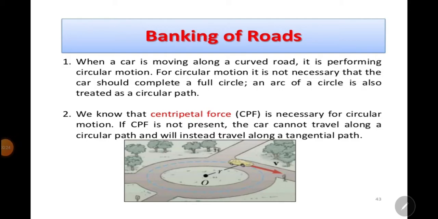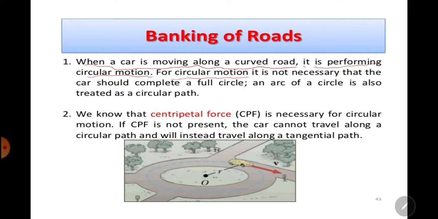When a car is moving along a curved road, a curved path, it is performing circular motion. For circular motion, it is not necessary that the car should complete a full circle. An arc of a circle is also treated as a circular path. We know that centripetal force is necessary for circular motion.